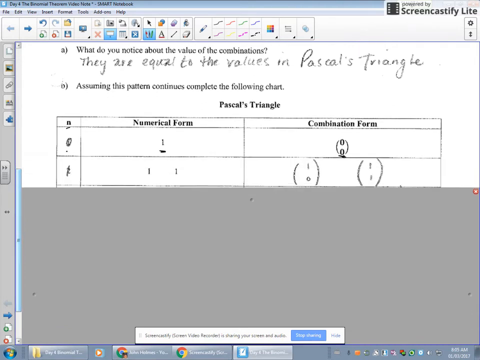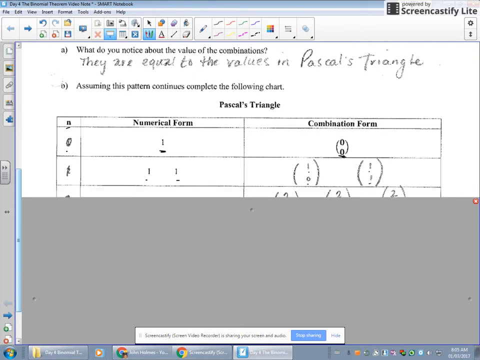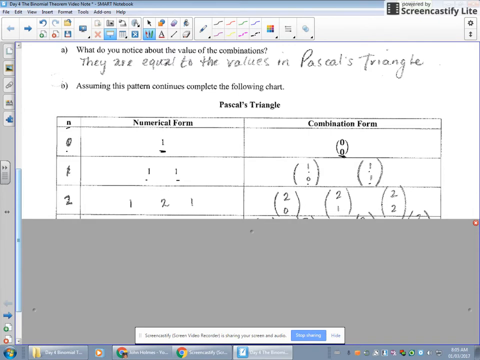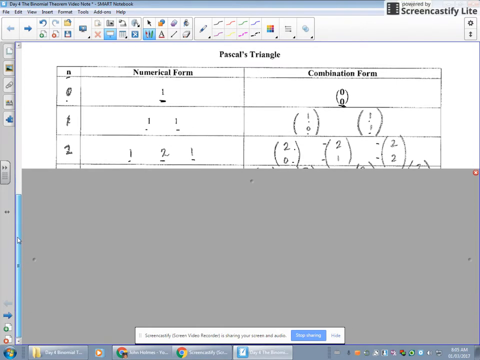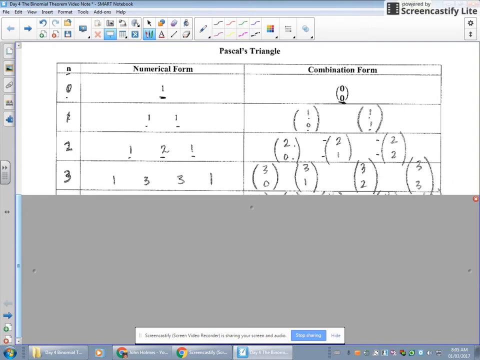On the first row, well, the numerical form becomes 1 and 1. We write that in combination form as 1 choose 0, or 1 choose 1. Continuing down to the second row, the numbers from Pascal's triangle generate a 1, a 2, and a 1. Or in combination terms, that's 2 choose 0, 2 choose 1, 2 choose 2. Going to row 3, the numbers in Pascal's triangle are 1, 3, 3, and 1, or 3 choose 0, 3 choose 1, 3 choose 2, 3 choose 3.